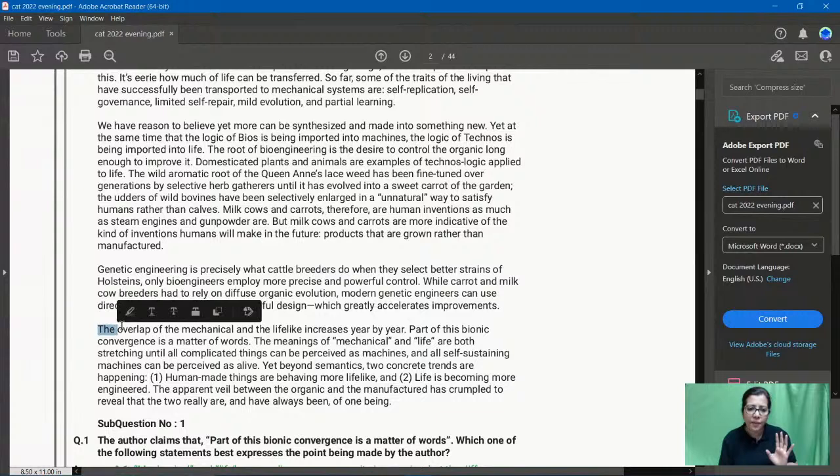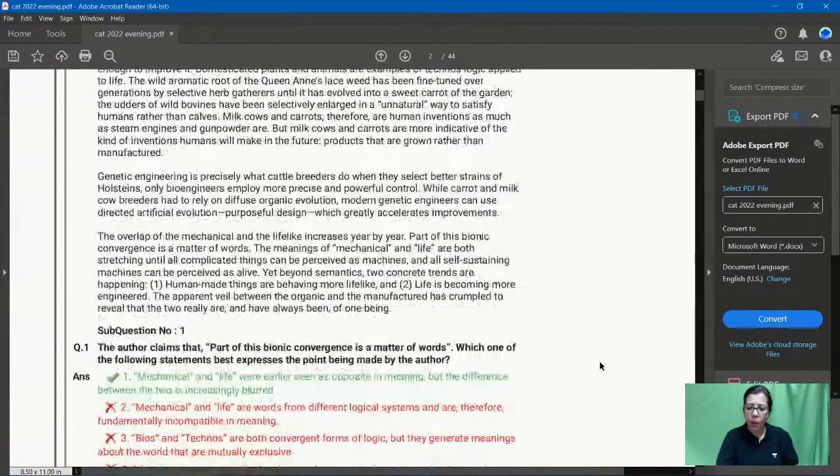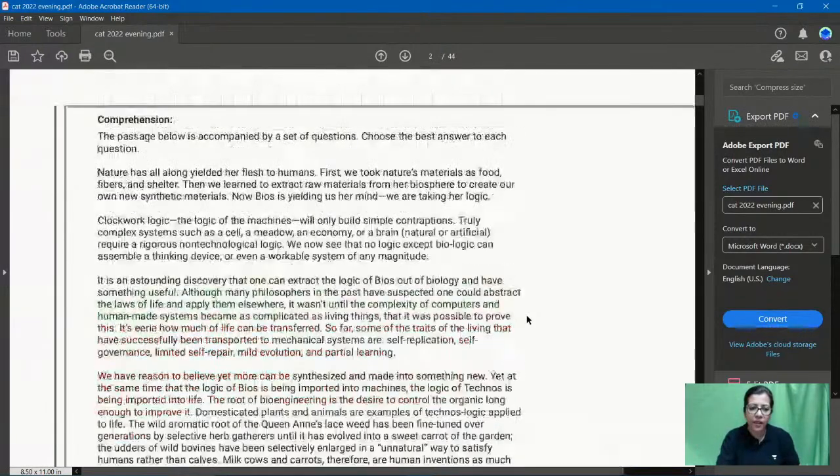Fine. And then the last paragraph: the overlap of the mechanical and the lifelike increases year by year. That's enough. No need to check that further. I go down to the questions. I'm going to show you this now. Question number 1, very doable because it is inference. Specific sentence inference. Okay, let's check the questions.